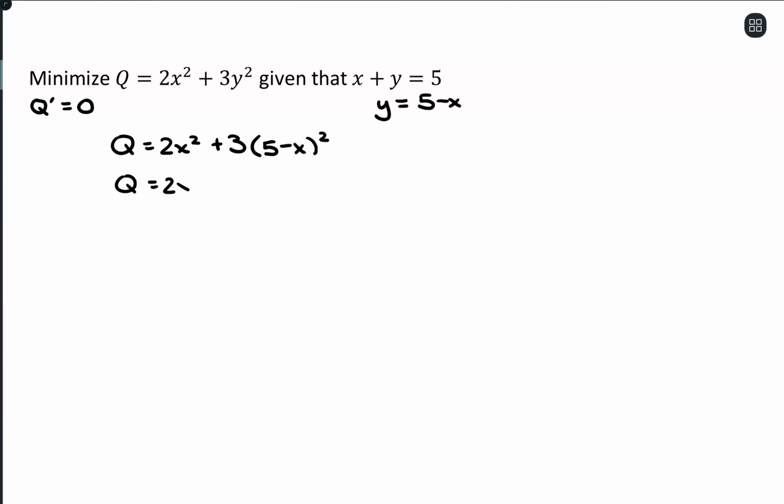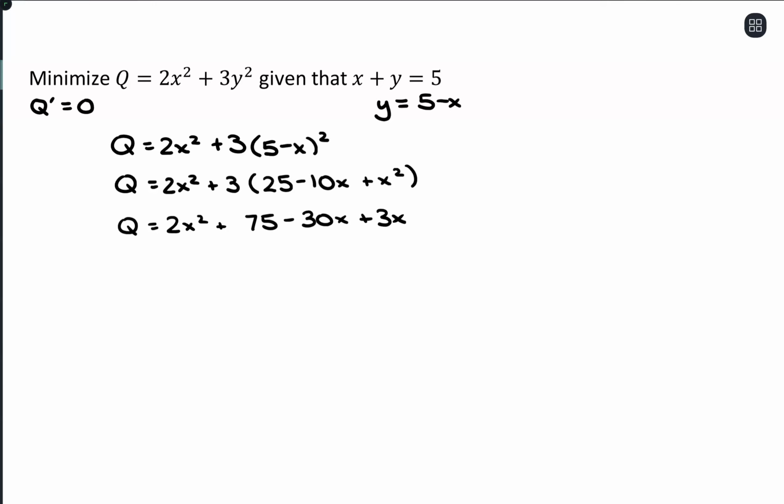So q equals 2x squared plus 3 times 5 minus x squared, that's going to expand out to 25 minus 10x plus x squared. Then I'm going to distribute the 3 in: 75 minus 30x plus 3x squared. And then combine like terms. So q equals 5x squared minus 30x plus 75. Cool.